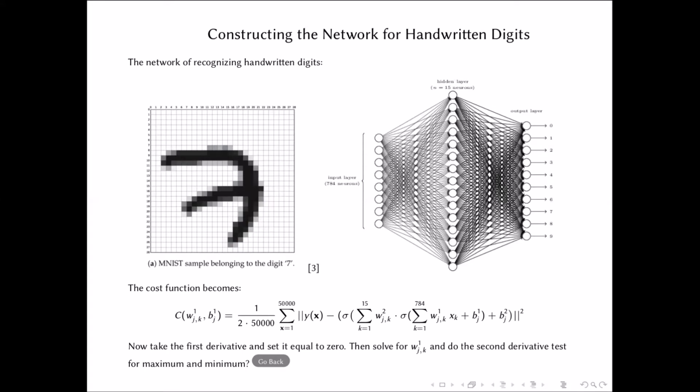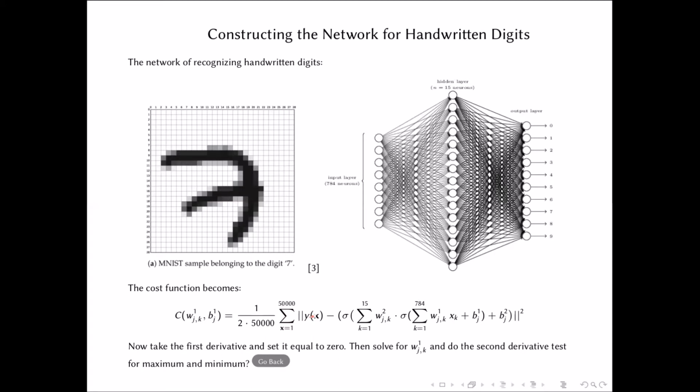And in our training data, we have 50,000 training images. So we're going to add all these errors together, from the first image to the 50,000th, and multiply by 1/2 times 1 over 50,000. That's the cost function. So now we've found the cost function. What we need now is to find the weights and biases that minimize this cost function.